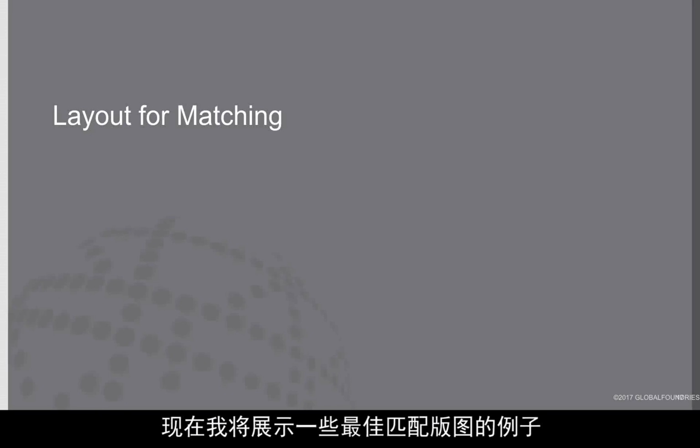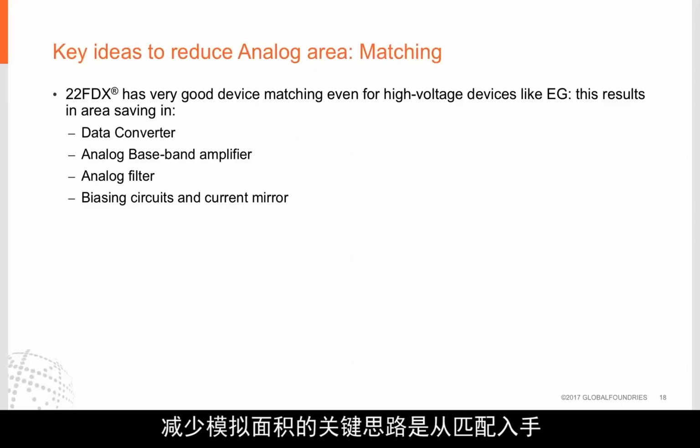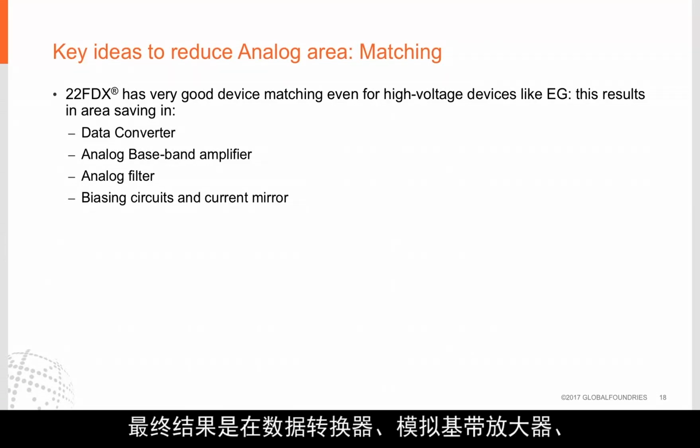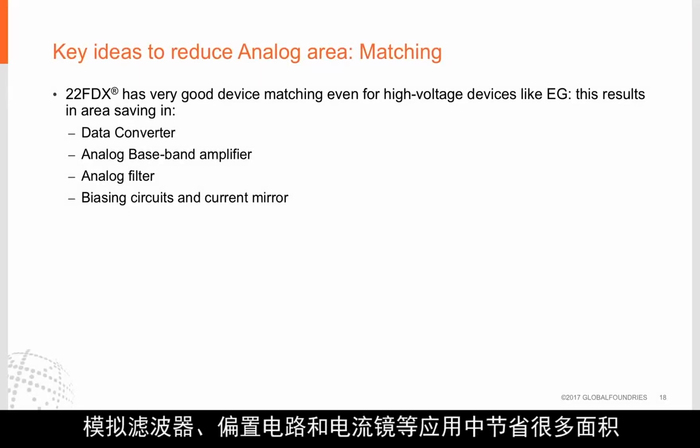I'll now show some examples of how to do layout for best matching. The key idea for reducing analog area is matching. The 22FDX has good device matching even for the high voltage devices like the EG. And the end result of this is good area savings in applications like data converters, analog baseband amplifiers, analog filters, and biasing circuits and current mirrors.